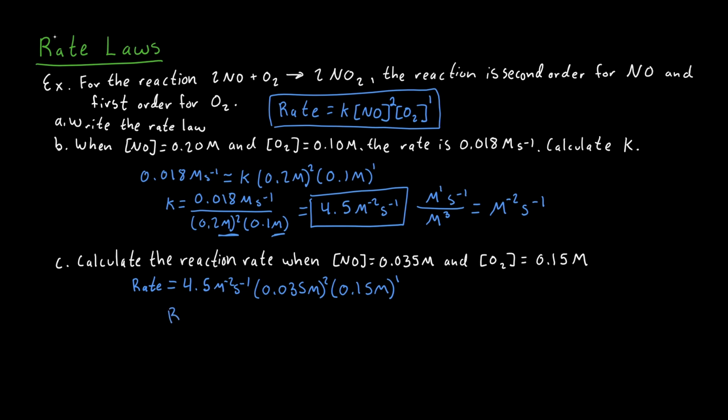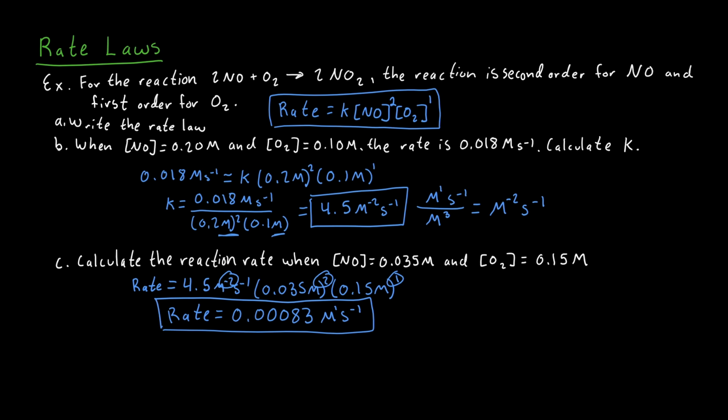And if we plug this into our calculator, we get that our rate is equal to 0.00083. And then for our units, we have 3 molar minus 2 molar, so molarity to the first, and then seconds to the negative first. So there's our answer for the rate.